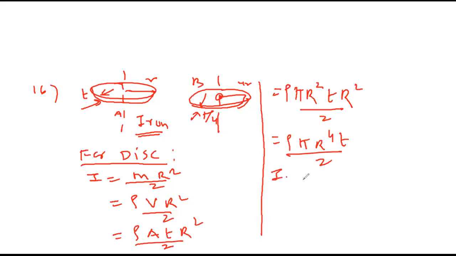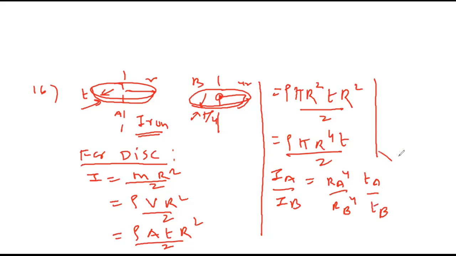Now I of A upon I of B ratio, rho will get cancelled because both are the same. Pi gets cancelled, 2 gets cancelled. So R_A raised to 4 upon R_B raised to 4, T_A upon T_B is the required ratio. R_A is R, R_B is 4R raised to 4, T_A is T and T_B is T by 4. R cancels, T cancels.